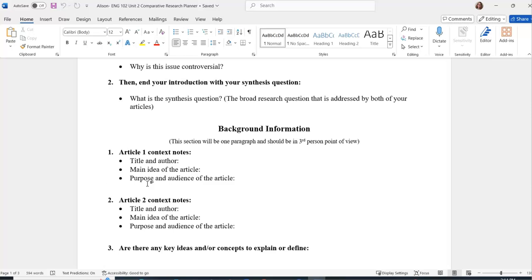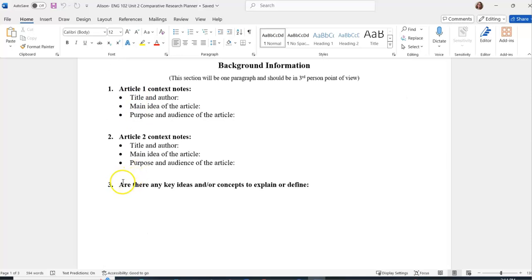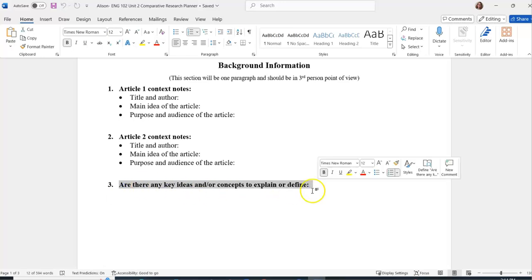the basics of these 2 articles, because the whole purpose of this Unit 2 paper is to compare the perspectives that are being offered in these 2 articles. So in order to understand the perspectives, we have to know a little bit about the main idea, the purpose, and the audience. Then, if either of your articles bring up any concepts or ideas that need to be explained or defined, you want to do that in the background section.